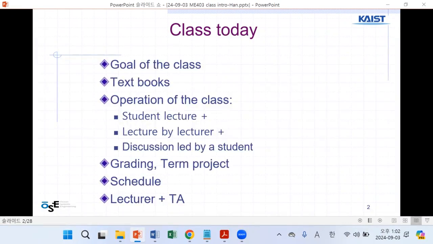So I have sent you 3 files last night. One of them, this one. So I explained this one: the goal of the class, textbooks, and operation. And then operation is divided into 3 parts, 20 minutes each. And grading, term project, schedule, and lecture.